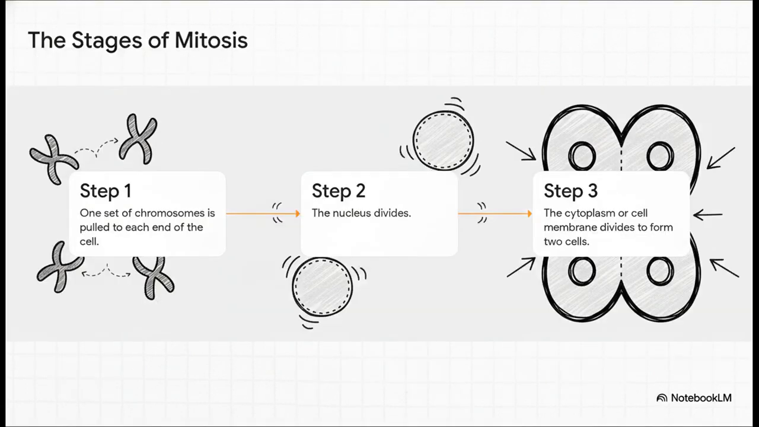First, the copied chromosomes get pulled apart to opposite ends of the cell. Second, the nucleus itself divides, forming two new nuclei. And finally, the rest of the cell, the cytoplasm and the membrane, divides to finish the job. If you hit those 3 key points in your description, that's 3 marks in the bag.